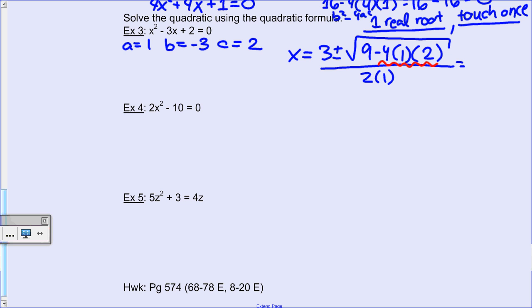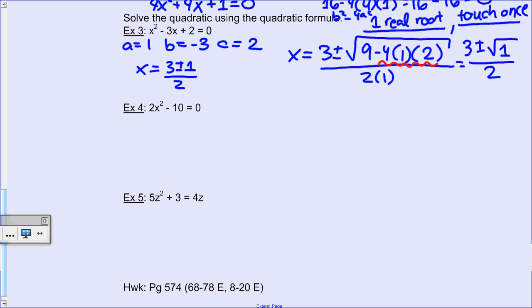Alright guys, 4 times 1 times 2. So 3 plus or minus the square root of, what is 9 minus 8? Okay. And we do know the square root of 1 is 1. So we have x is equal to 3 plus or minus 1 all over 2.